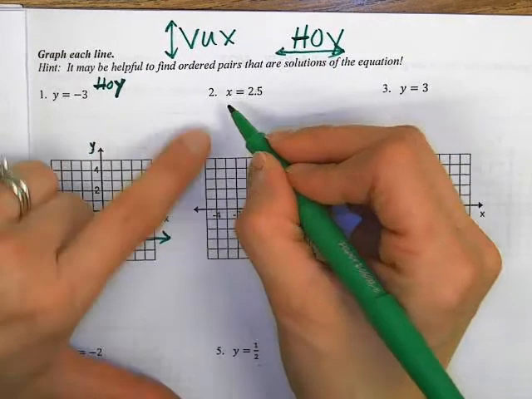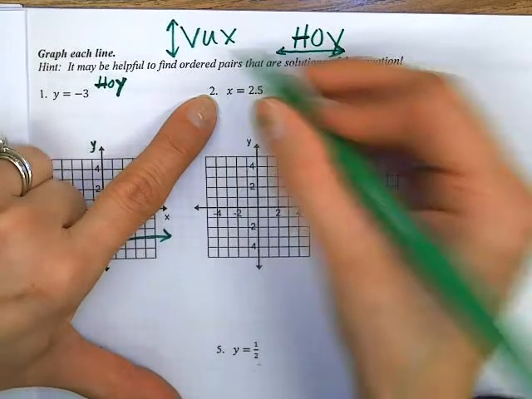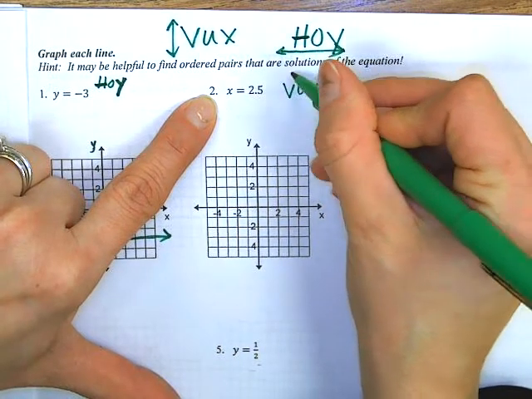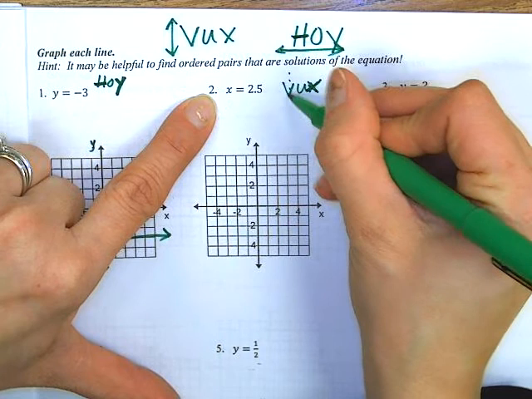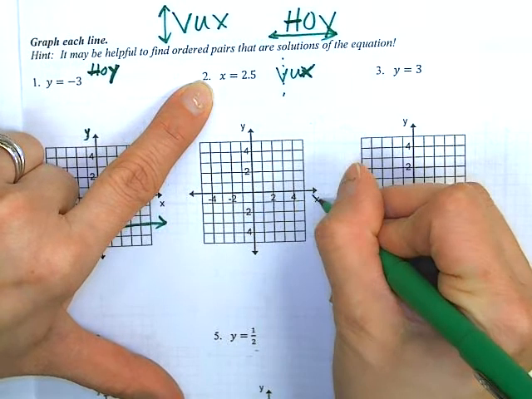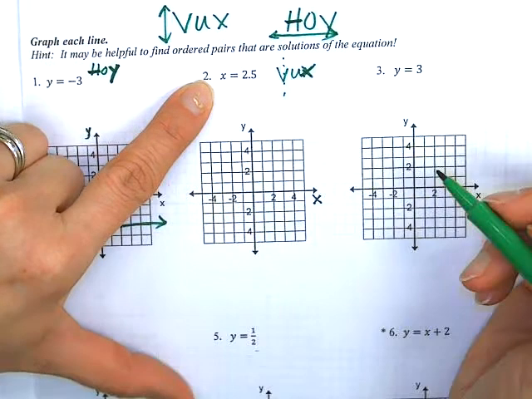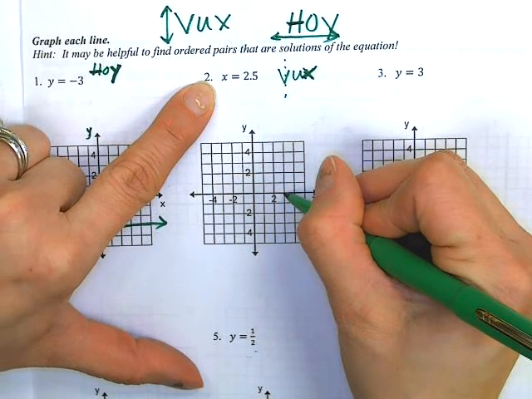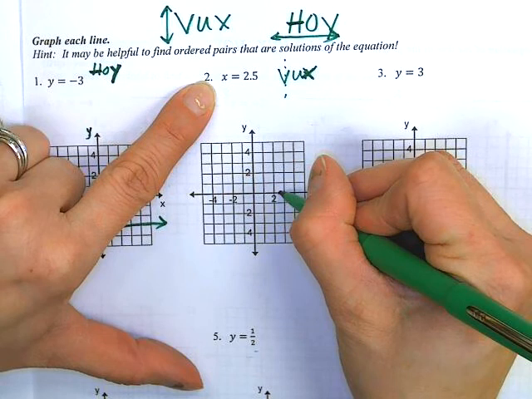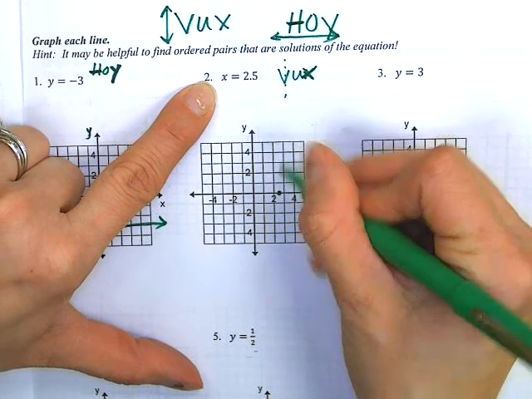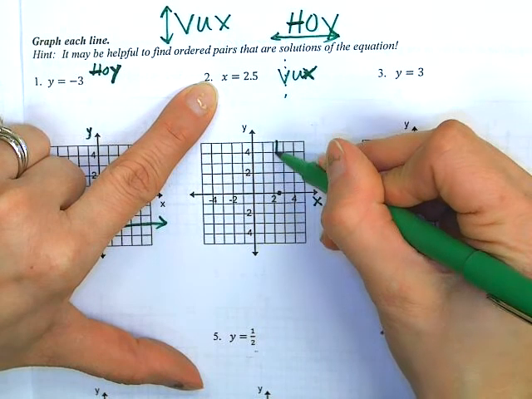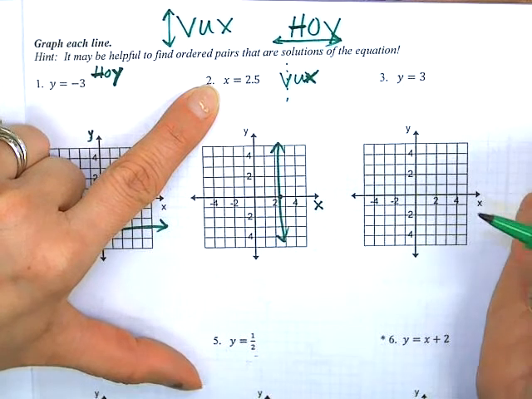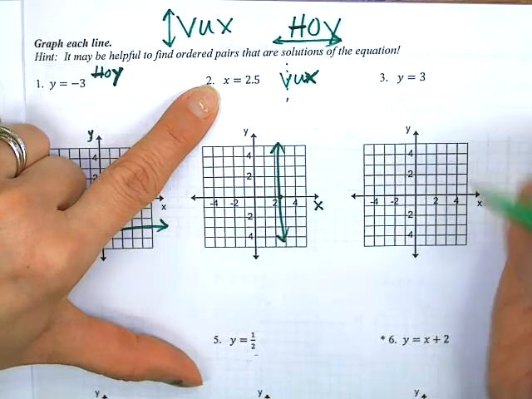Number 2, x equals 2.5. This goes with Vux. This is going to be a vertical line going up and down. So we're going to go to the x-axis at 2.5. Oh, this is tricky. 1, 2, here's 3. 2.5 is right in the middle. And you have to draw a vertical line going up and down. X equals 2.5.